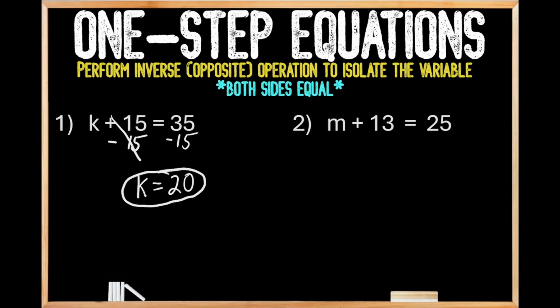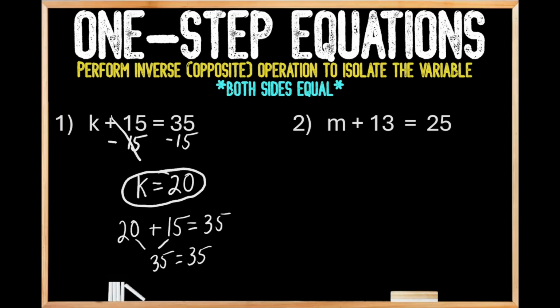And if we want to double check that we have the correct answer here, what we can do is we can plug in the value for k and see if we get the right answer. So we have 20 plus 15 equals 35. And when we add 20 and 15, we get 35. And then since both sides of this equation are equal, it means that we have the correct answer. K is equal to 20.